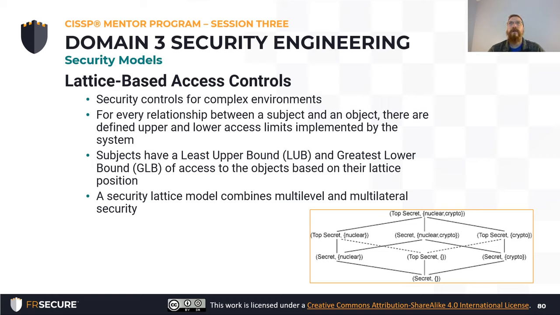Lattice-based, so very complex. I think what you see here in this example is probably pretty accurate. You've got maybe nuclear and crypto, so two very sensitive types of things. So for every relationship between a subject and object, there are upper or lower limits. So what level do you have? Where can you go? You have a least upper bound and greatest lower bound. Based on that, those two things are going to tell you what you have access to. There you go. So you have multi-level, multilateral security.